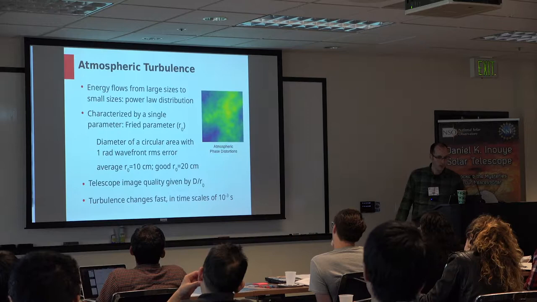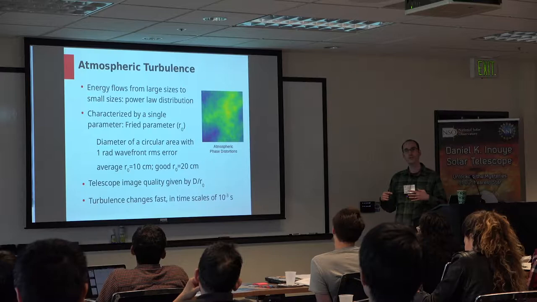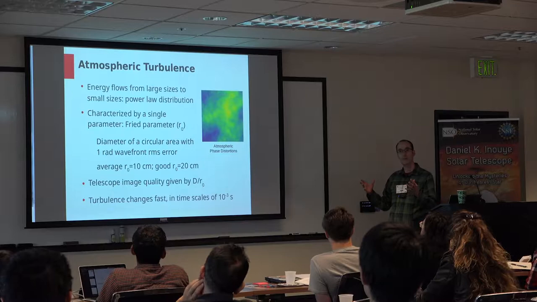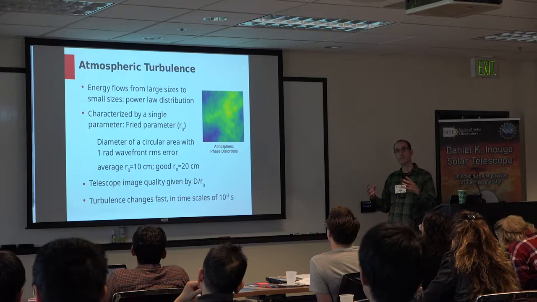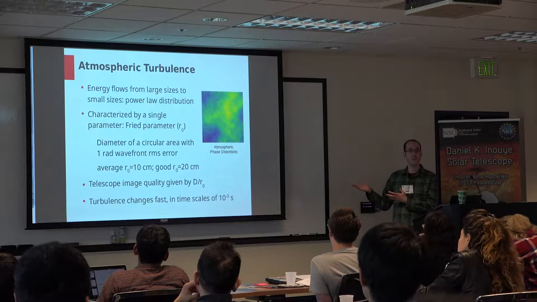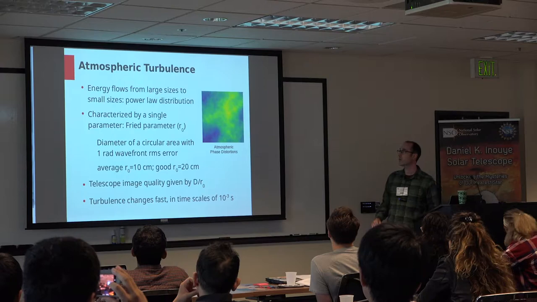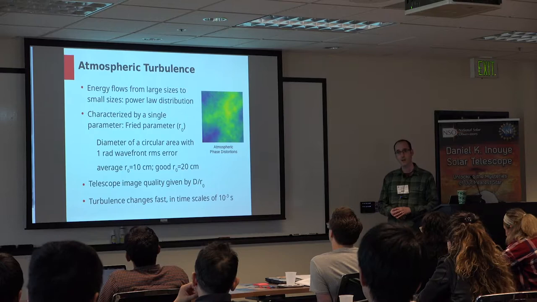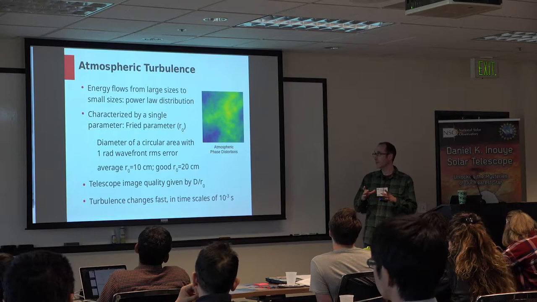So how does the turbulence work? Energy is inserted into the turbulence at big scales. You have big bubbles, big pockets of air with different temperatures, and they start mixing in a turbulent fashion. These pockets break down into smaller sizes, and they end up with a size distribution that follows a power law. This allows us to pretty much characterize the turbulence with a single parameter, which is basically the strength of this power law. This parameter is called the Fried parameter, and it's usually written as R0. It has units of length. You can visualize it as the diameter of a circle that has a one radian wavefront RMS error.